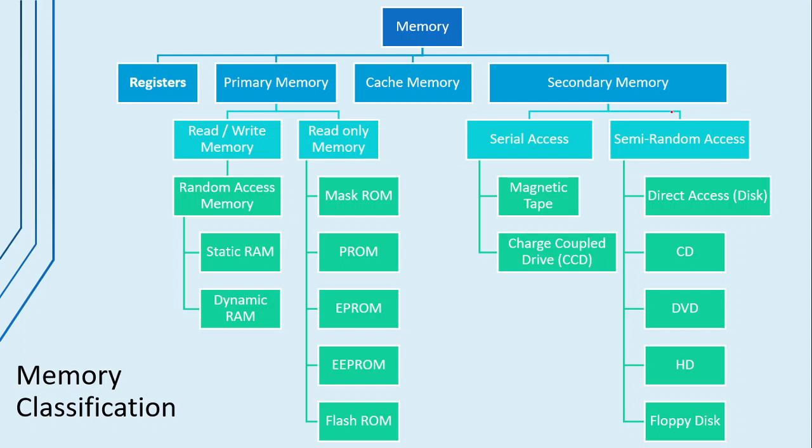Now secondary memory. The secondary memory is also known as auxiliary memory, or you can say the backup storage. The secondary memory is an example of non-volatile memory, which means this is an example of permanent memory. This type of memory is further divided into two parts, that is serial access and semi-random access. Serial access means your data is accessed in serial mode, and semi-random access means you can access your data as per your requirement.